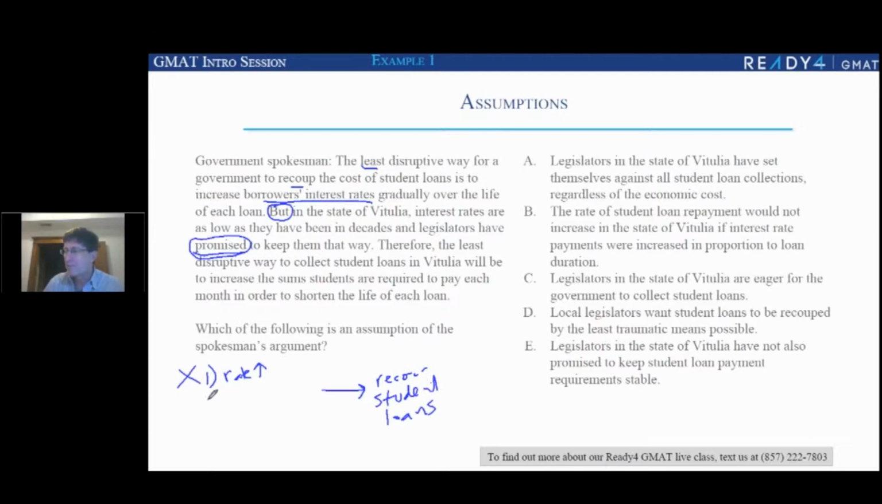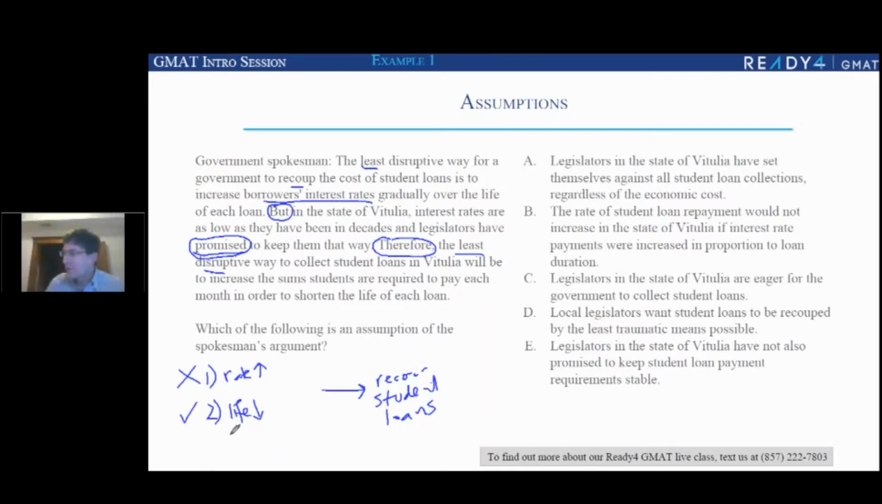Okay, so there's a promise here, which means that essentially they can't do this because they've made a promise. So what the author gives us is option number 2. So he says, therefore, the least disruptive way, meaning the way that does not break a promise, would be to shorten the life of the loan. All right. So keep the interest rate the same, but just make the loan have a shorter period. So that would be the least disruptive way, okay? And that's the one that he advocates.